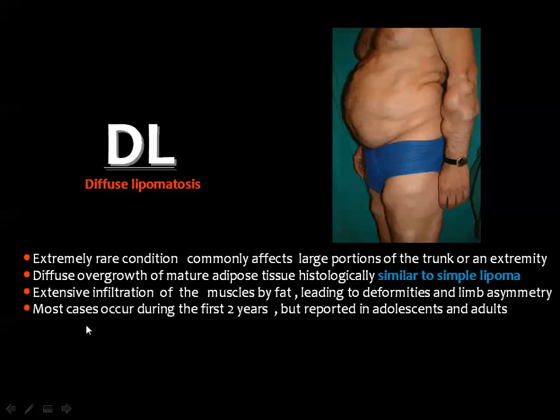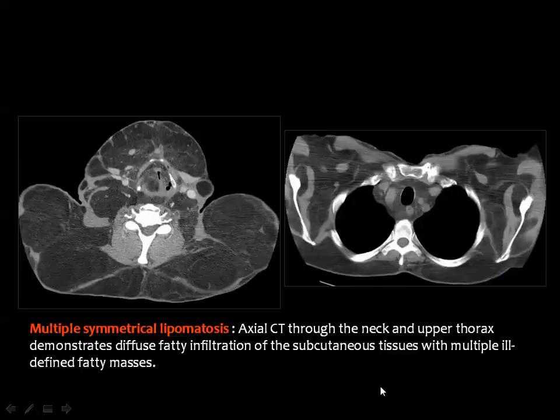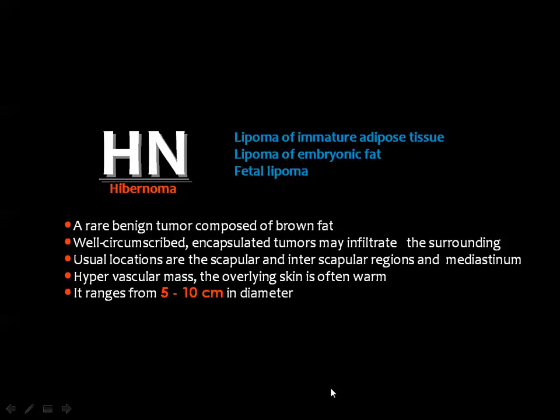Most of the cases occur during the first 2 years of life, but of course you can see it in adult patients. And this is an example of diffuse lipomatosis. You see the neck is almost totally infiltrated by fat, the shoulder region at the back, and the thoracic cage, or the chest wall, is also involved by this fat.